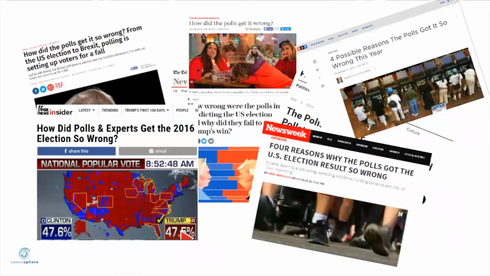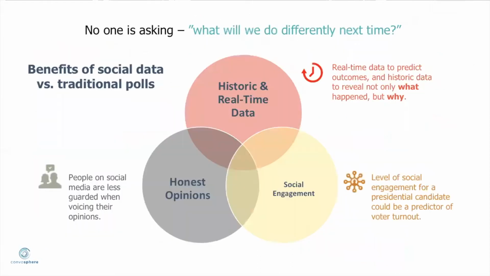Since the predictions leading to the election showed a strong degree of confidence that Clinton was going to win, there's been a lot of questions on how the polls could have missed it to such a scale. And the questions about the polls are coming from all different sources and different places. There are a number of answers. Was it the turnout? Something to do with the Electoral College? Or was it because of Trump's supporters? No one has been asking what we're going to do differently next time.